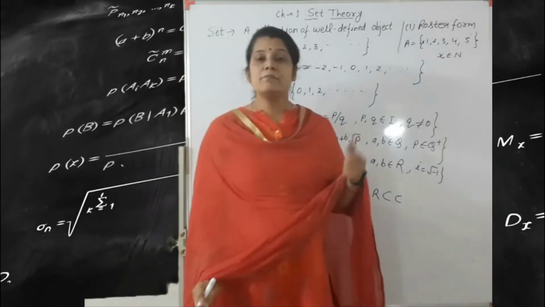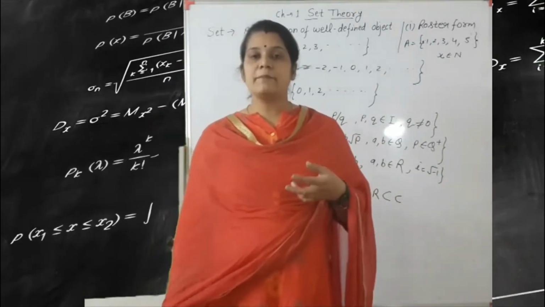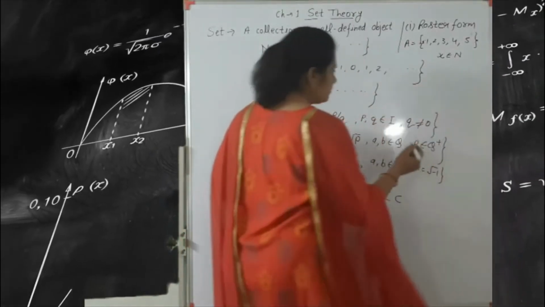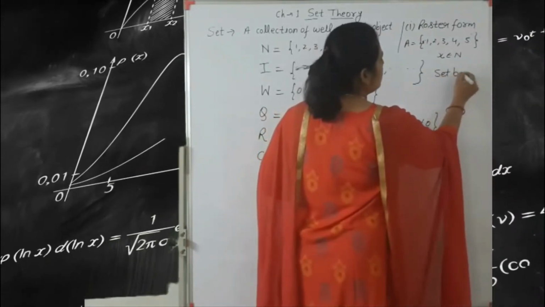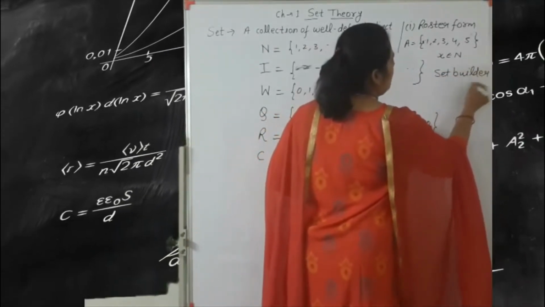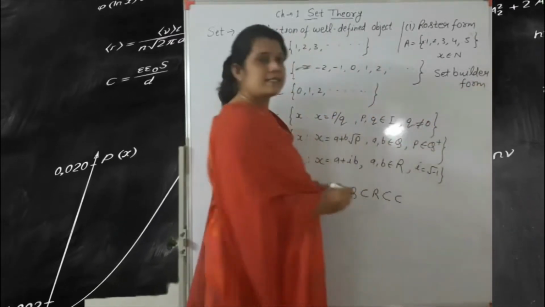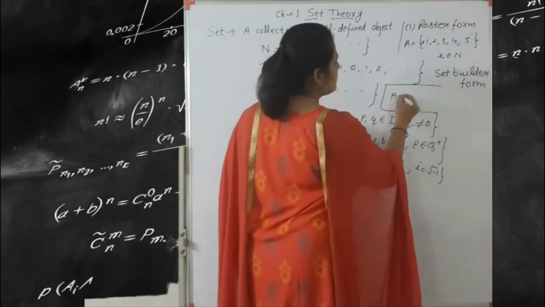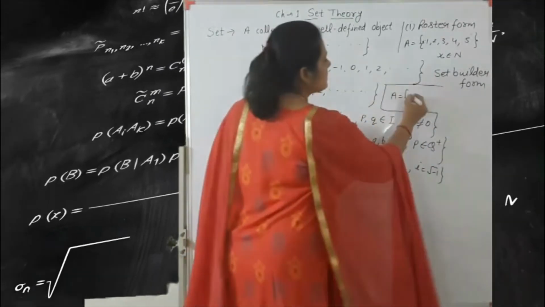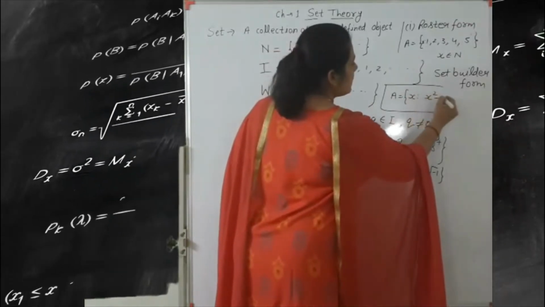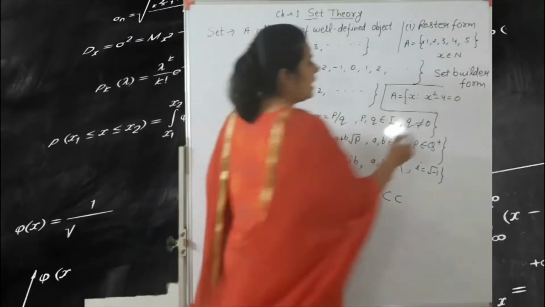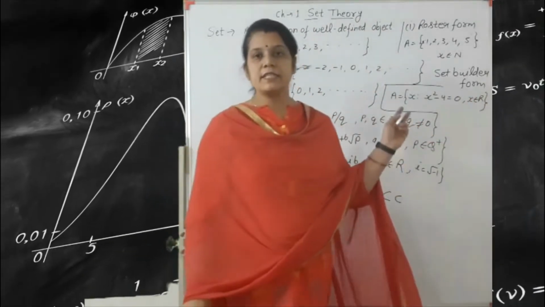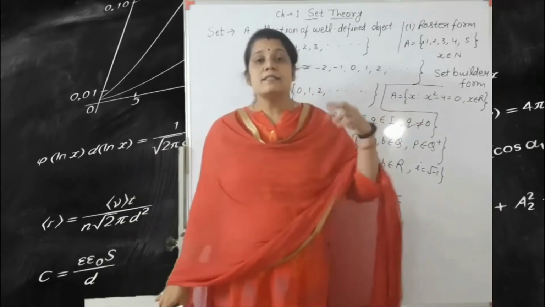And what do you mean by the builder form? Set builder form, the other name is the property form. That means, for example, we are given a set A is equal to x such that x square minus 4 is equal to 0, where x belongs to R. We are given a set, but this is a what? This is a set builder form.